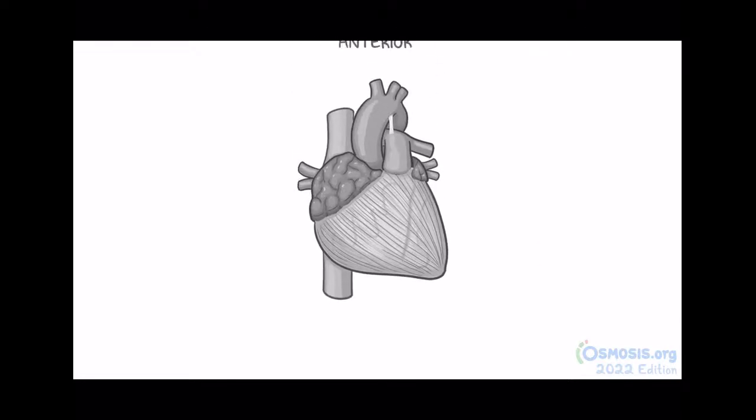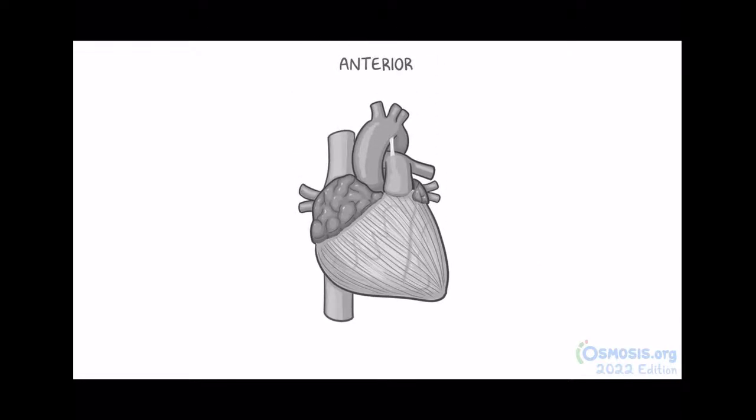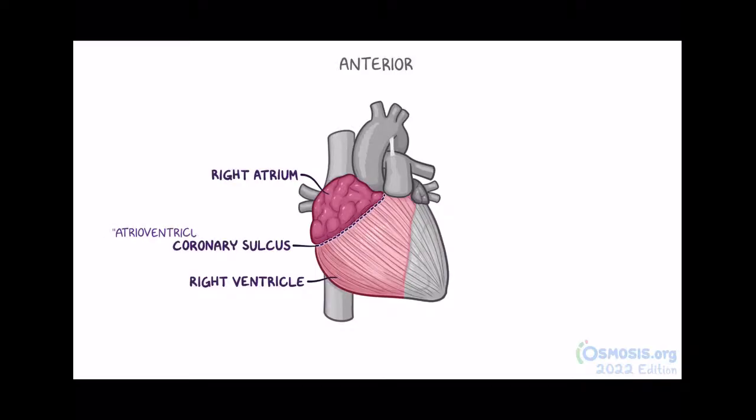Now, let's identify the structures in an anterior and posterior view. On an anterior view, we can identify several structures, starting with the 4 chambers and ending with the great vessels. From right to left, there's most of the right atrium located superiorly and inferiorly to it, the right ventricle. They're separated by the coronary sulcus, also called the atrioventricular groove, or AV groove for short.